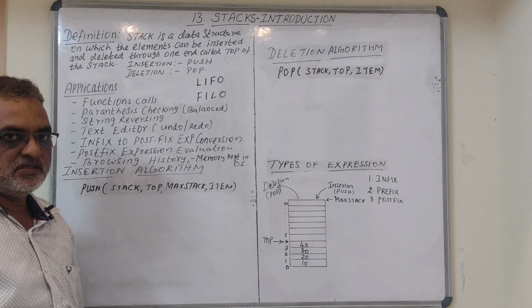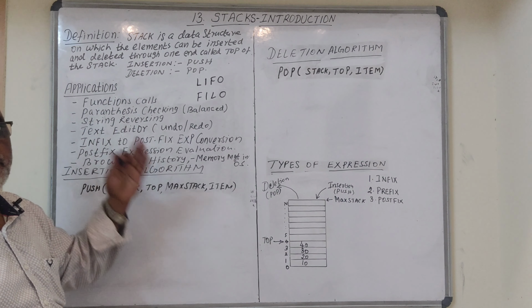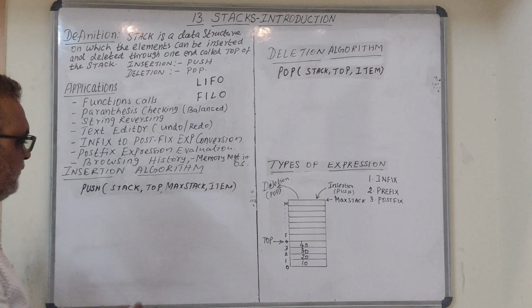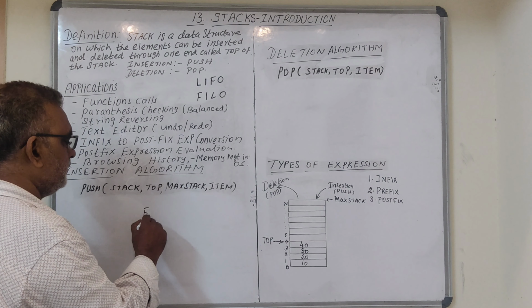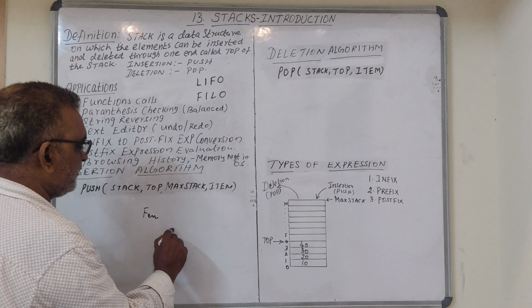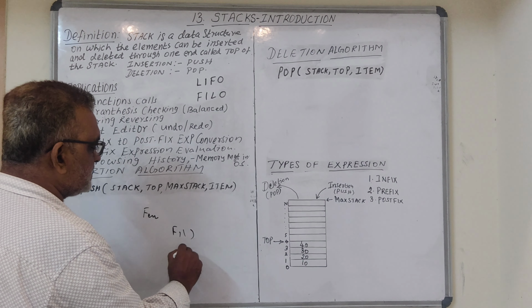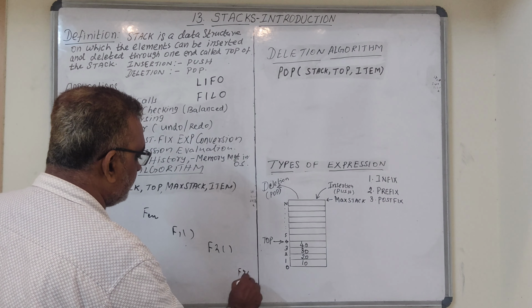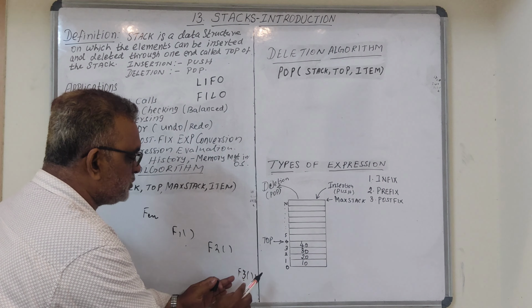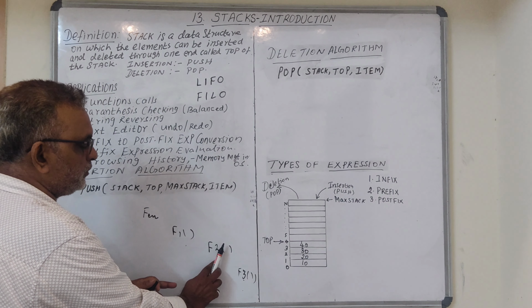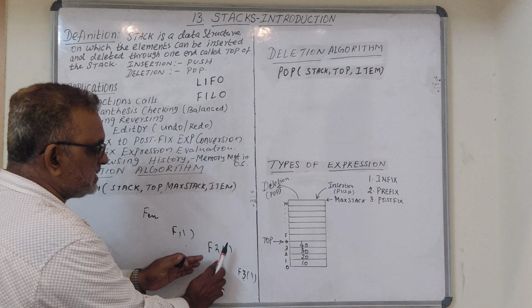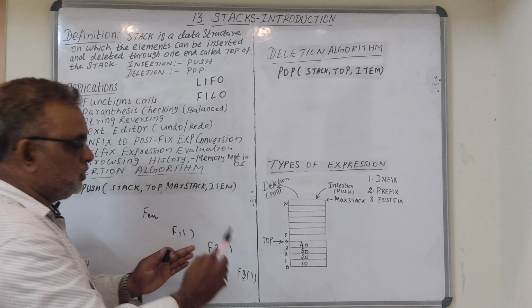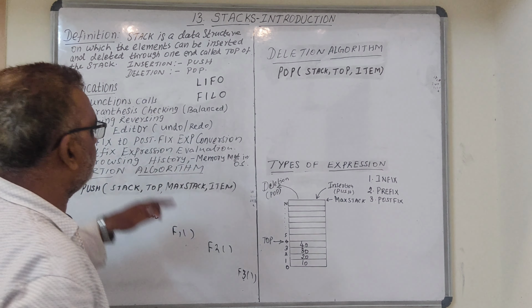Next I move on to the applications of stack. There are different applications available as far as stack is concerned. Function calls: for example, the main function calls another function f1, and f1 calls another function f2, which similarly calls f3. When f3 is over, it returns the value to f2. After performing the calculation, f2 returns the value to f1, and f1 returns the value to the main function. So it is in the order of the stack.